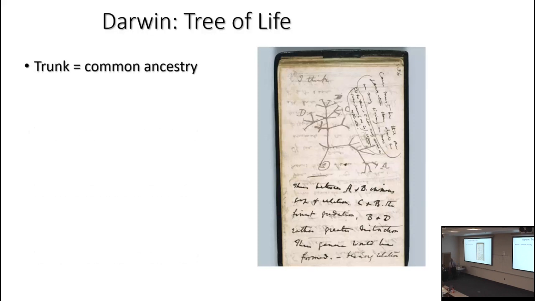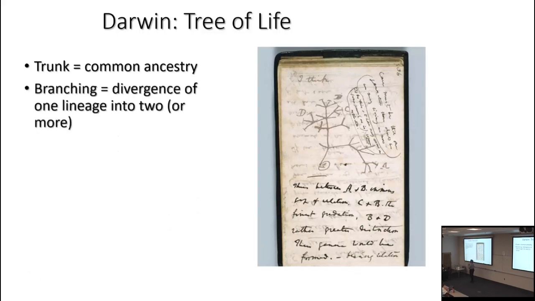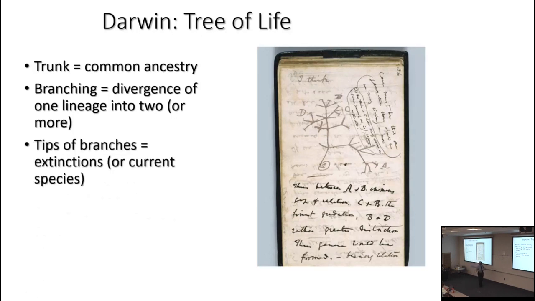It's sort of like a hypothetical case in his notebook. And the idea of the tree is that a trunk of the tree represents the shared common ancestry, ancestors and descendants through time. That when you see branching, that's divergence of that ancestral lineage into two or more branches, and that these branches continue out to tips, which either represent extinctions, lineages that have gone extinct, or the current species of the world.